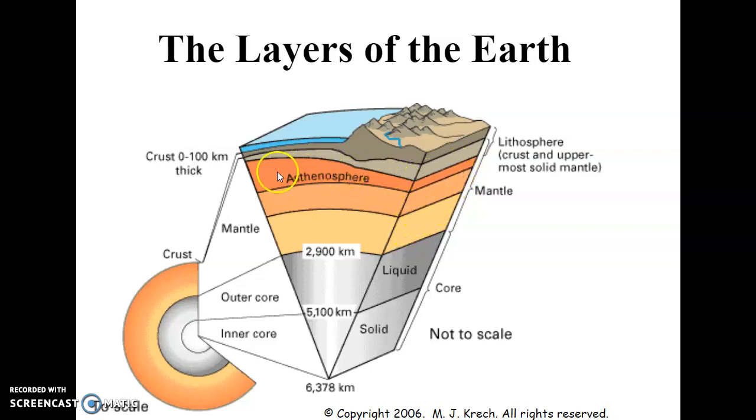The asthenosphere, you could almost think of it like silly putty. It's not liquid, and it's not a very hard solid. It's kind of a semi-solid liquid. The lithosphere is mostly what we're going to talk about today, and the lithosphere is this rigid part right beneath the crust, and then the very upper part of the crust that you and I stand on every single day.